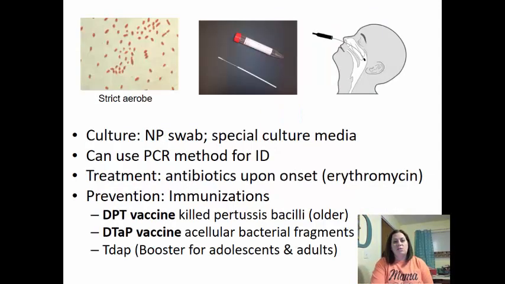This nasopharyngeal swab is going to go down the nose into the throat, and then the patient has to cough. This is then going to have to be cultured on special media. This is a gram-negative coccobacillus, and it is a strict aerobe, meaning it requires oxygen. That's why it likes the lungs. We can use a PCR method for an ID, and this is done a lot of times in infants.